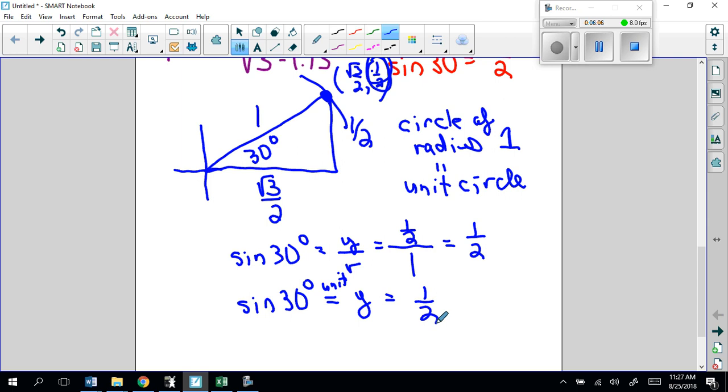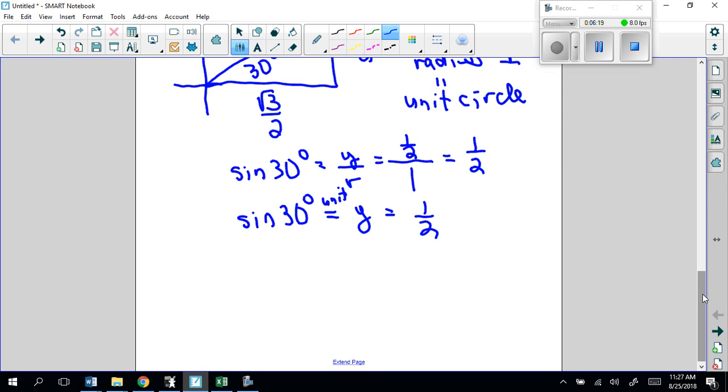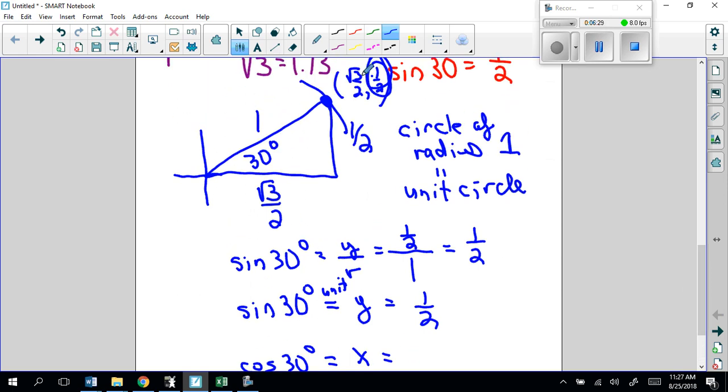Now we're going to have this thing called a unit circle where it has a whole bunch of angles on it. And you just look at the angle, yell at the y value, and you know sine of anything that's on the unit circle. Similarly, cosine 30 was x over r, but now the radius is 1, so it's just x. So look at the x coordinate associated with 30, and you get the square root of 3 over 2.